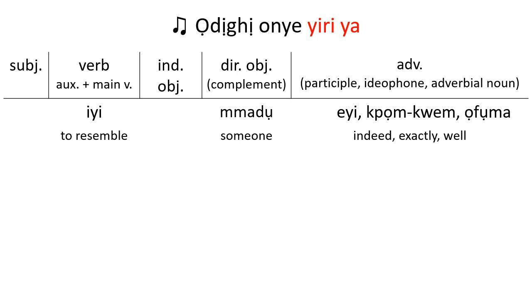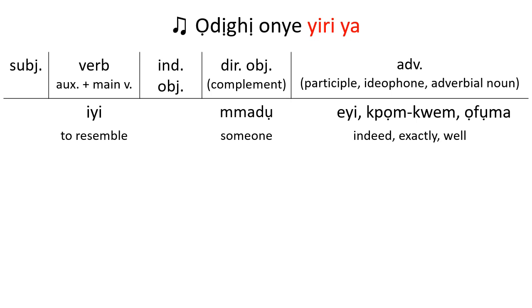Adverbs modify a verb, and in Igbo there are different types. The cognate or participle is one adverb that all Igbo verbs have. It's basically the main verb with a different prefix. It emphasizes the meaning of the main verb. And so iyi mmadụ is to resemble someone, but iyi mmadụ eyi is to resemble someone indeed.